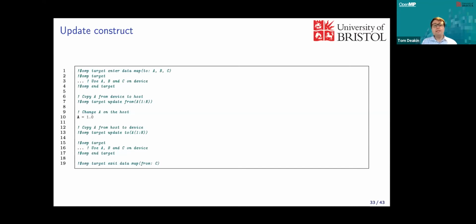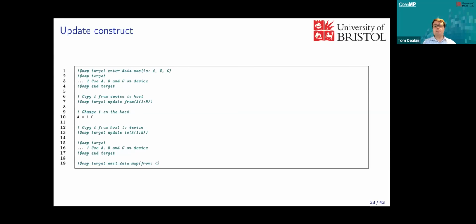Then on line 13, this is where I transfer that array and copy the updated data back to the device. And this is where I also use the update construct. So on line 13, we have OMP target update to, and this maps data from the host to the device. It copies it as another memory copy, from the host to the device. This is going the other way, host to device. And again, it's mapping the whole of array A.